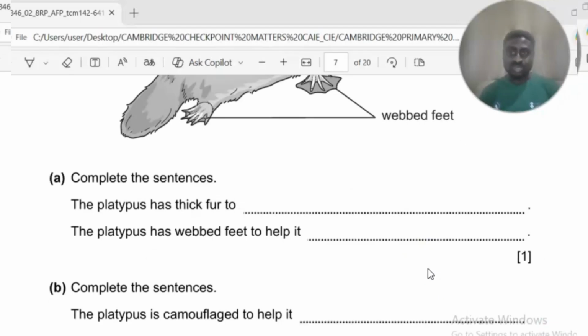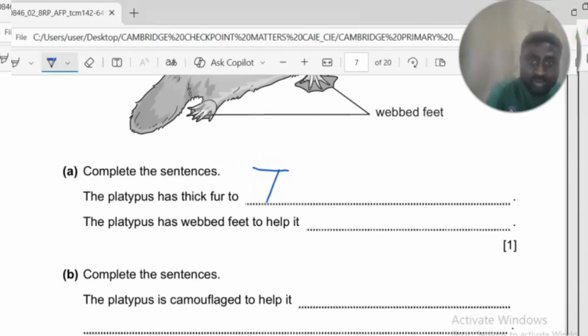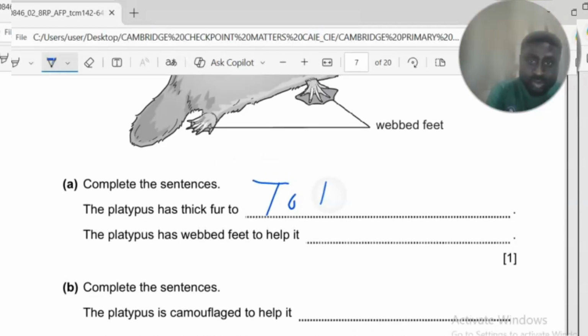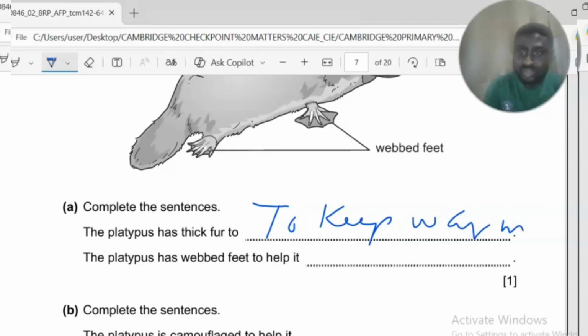So we have to fill in the blank. So from the little analogy I made earlier, what do you think is the answer? To, I'm writing now, to keep warm, because the environment is cold.